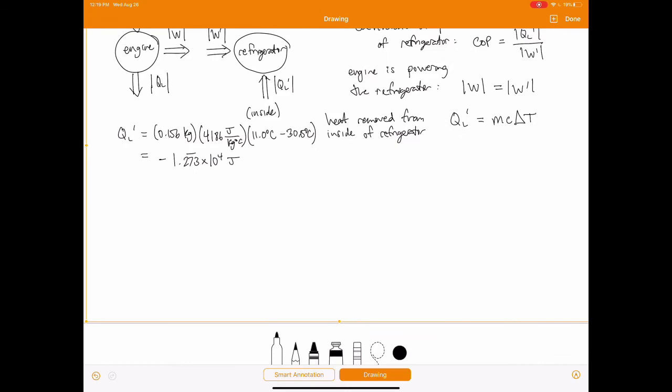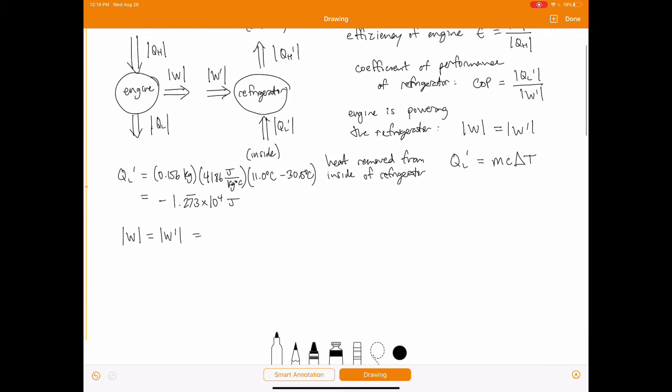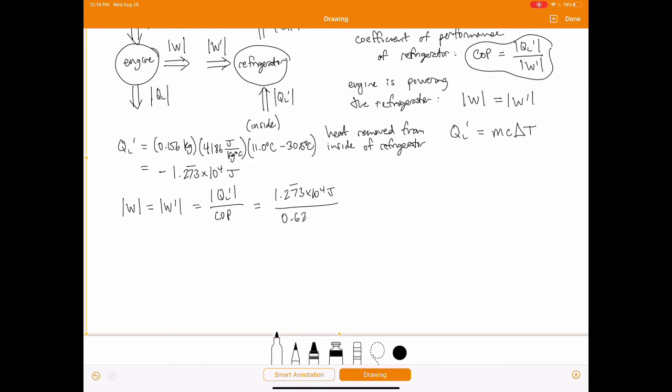All right, so the next thing we can do is, again, use the fact that the work done by the engine is the work that goes into the refrigerator. And if we go to the definition of coefficient of performance up here, W prime is the same as QL prime over the coefficient of performance. So we have the absolute value, so just make that positive, 1.273 times 10 to the 4 joules over the coefficient of performance, which is 0.680. And this works out to 1.872 times 10 to the 4 joules.